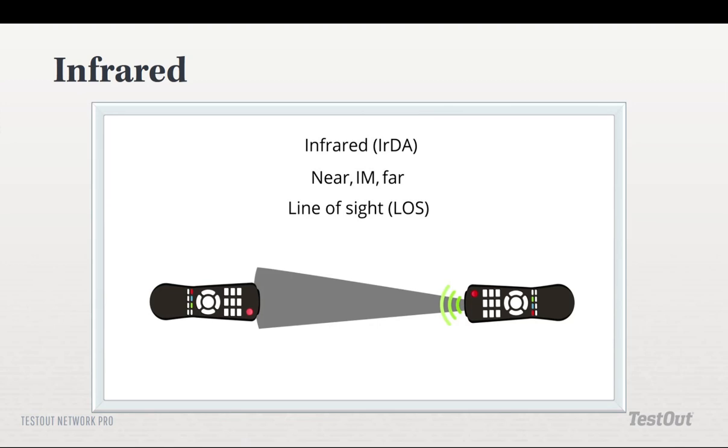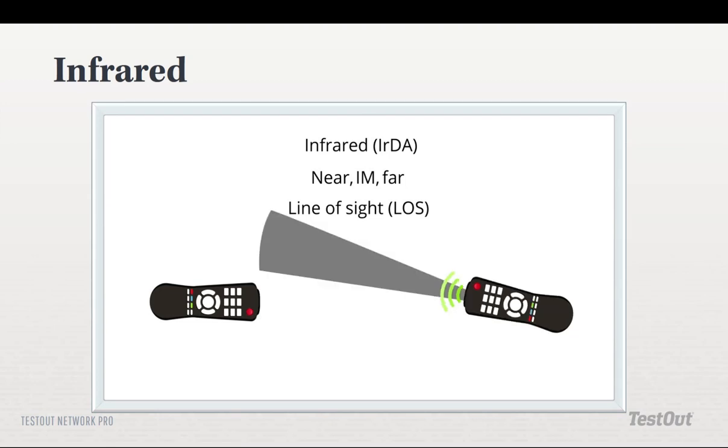So you have the line of sight over here. With line of sight, it's got to actually be together. Just like you point your remote control at your TV, if you're not pointing it directly at your TV, it's not going to change the channel. It uses a pulse of light to send data. So it's kind of like fiber optic, but fiber optic is enclosed. And these are going to be near, intermediate, or far, but basically most of them are going to be very close over here.